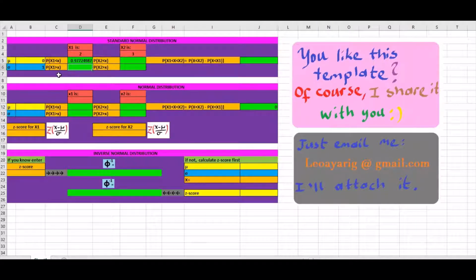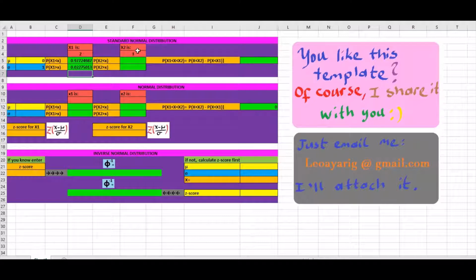So what is the probability that x is greater than 2? That is the complement of the probability of 97.72%. So the function we're going to write here is equal sign 1 minus this probability here, enter. So this is the complement. If you need x greater than 2, then you're going to use 0.02%. If you need x less than 2, then you're going to use 97.72%.